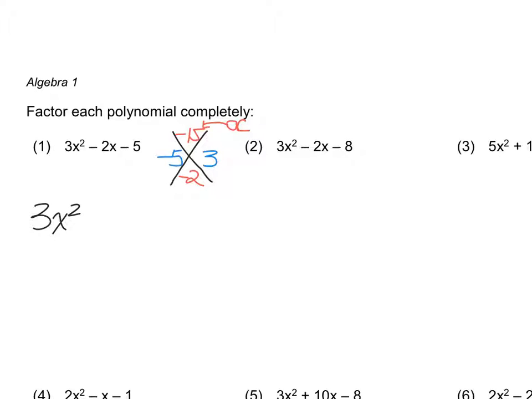You could write it as plus negative, or you could just jump right to the minus 5x plus 3x minus 5.